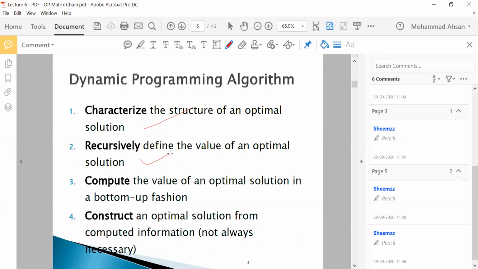And then once you have it recursively defined, you have to compute the value of the optimal solution in bottom-up fashion. That's important. We'll see what this bottom-up fashion is. Finally, construct an optimal solution from the computed information. You might need step four or you might not need step four. The bottom-up fashion I can explain to you like this.